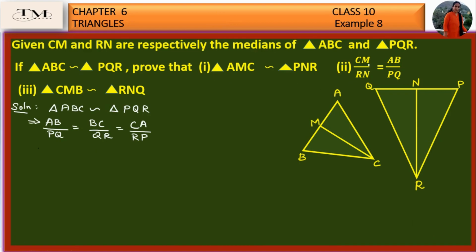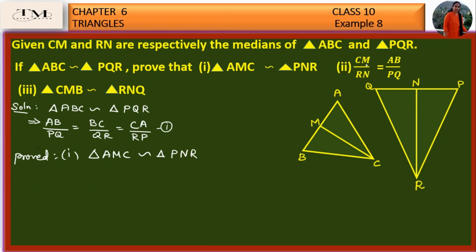So what is the second part? We have to prove CM by RN equals AB by PQ. So far we have this. Since these triangles are similar, we have this ratio, which we named as 1. So we should prove CM by RN equals AB by PQ. Already, on the previous page, we have proved the first part: triangle AMC similar to triangle PNR. So if this is similar, their corresponding sides will be proportional.